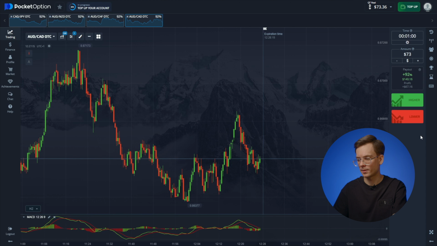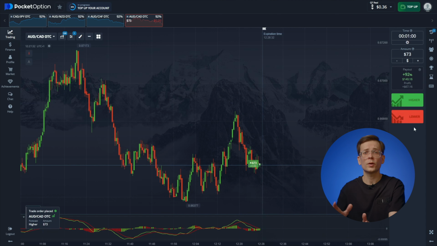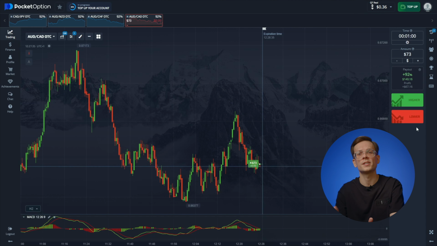Aussie Canadian. Here the price is reluctantly dropping and the main line looks set to cross the signal, so I'm going higher. You gotta admit, the benefit of knowing how the indicator works is pretty clear now, right? And showing it all in action makes it sink in so much more.